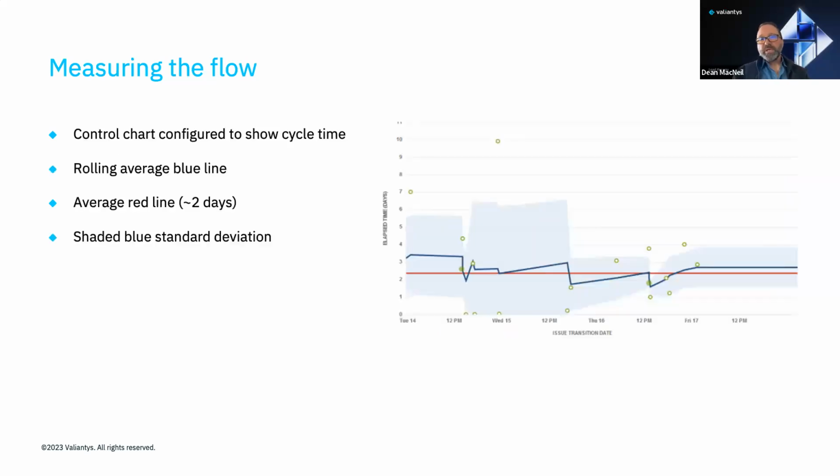Here's an example control chart in Jira, configured to show cycle time as time spent working on items. We see that the team's productivity is consistent, indicated by a rolling average blue line tracking close to the average red line. There are outliers on Tuesday the 14th and Wednesday the 15th, showing cycle times of 7 and 10 days, respectively, versus the 2-day average. Performance is becoming more predictable, evidenced by the narrowing shaded blue band indicating standard deviation.